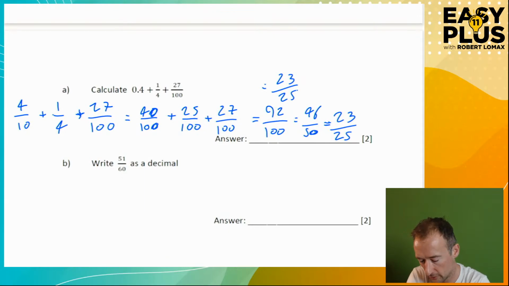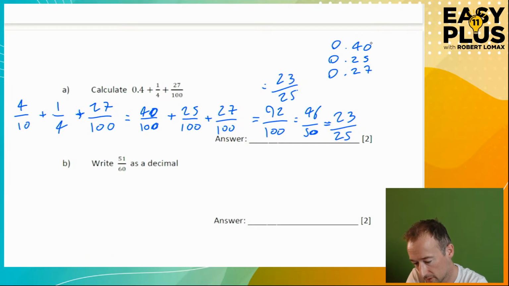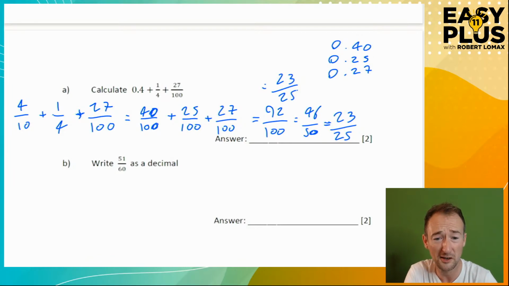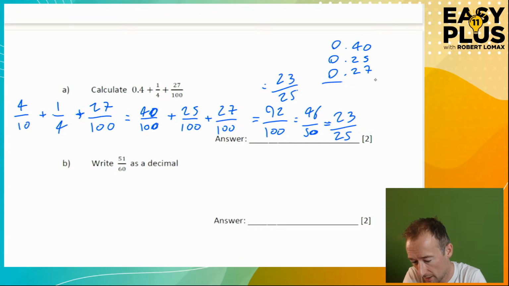You could also do this by adding decimals, which is perhaps in this case even quicker. So we could say 0.4 plus, remember your decimal points always line up when you're adding decimals together, a quarter. You should know that's 0.25. 27 out of 100 is 0.27. Okay, for reasons that I've explained in more detail earlier in the lesson, so I'm not going to repeat them. And then we just add them up.